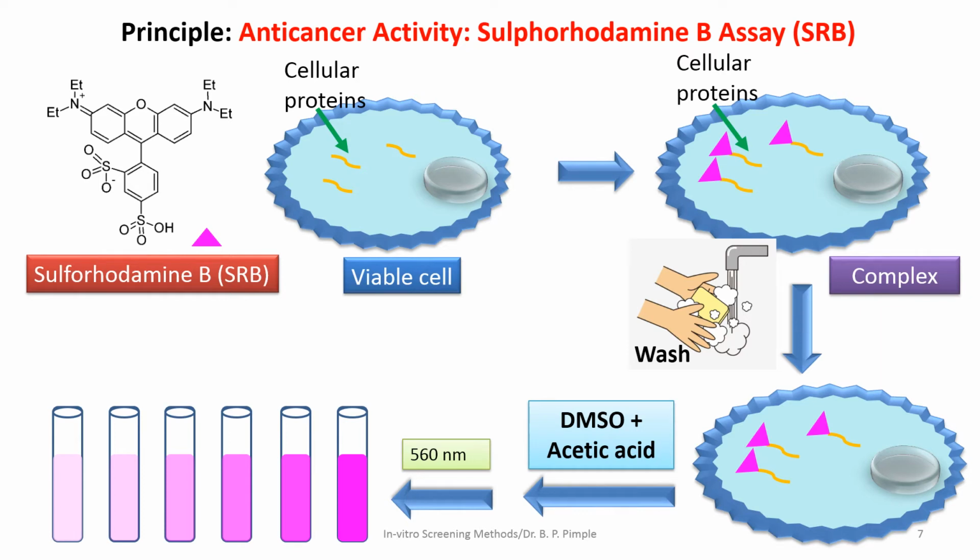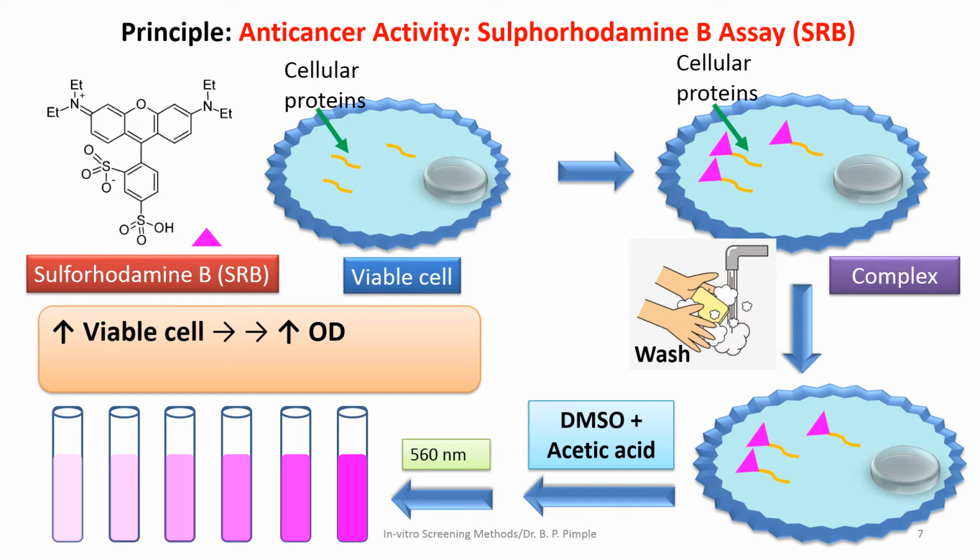The conclusion of this slide is that if you have more viable cells, the optical density will be more, the color will be more. In other words, if your test tube has a potent anti-cancer or cytotoxic drug, or if your drug is able to kill more of the cells, in that case the optical density will decrease.